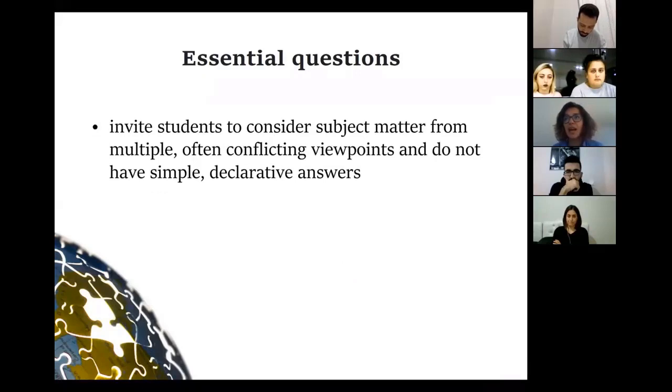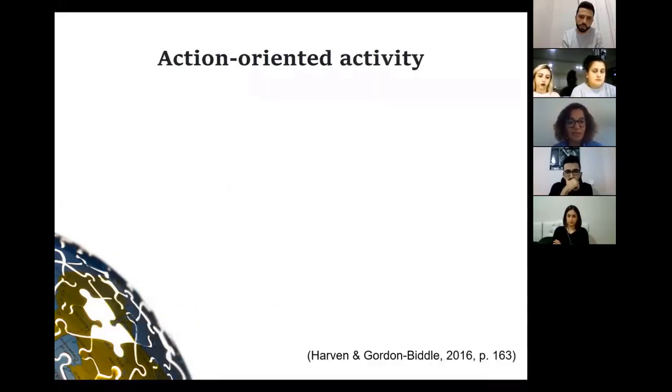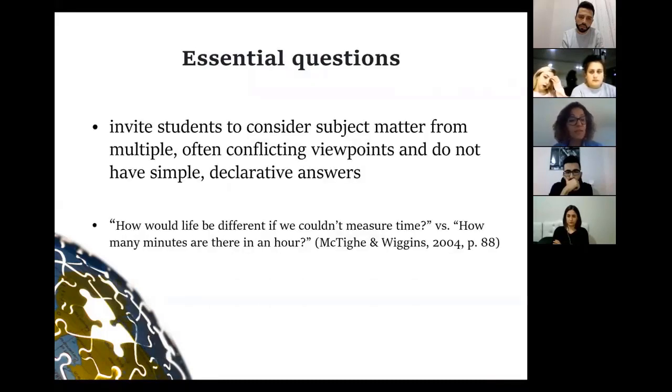Essential questions are sometimes called thick questions. They invite students to consider subject matter from multiple, often conflicting viewpoints and do not have simple declarative answers. One example here is, how would life be different if we couldn't measure time? Think about it. This is not an easy question to answer. This is very difficult even for me or for yourself, but I need to think about this before answering, as opposed to how many minutes are there in an hour? This is a very dumb question, right?